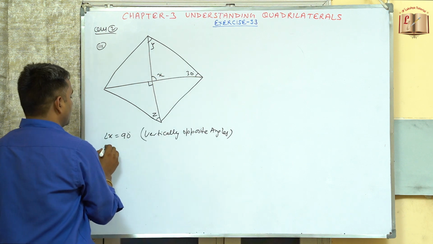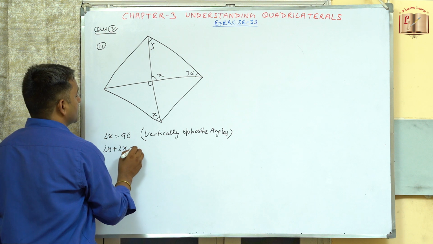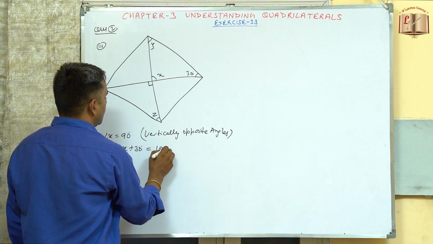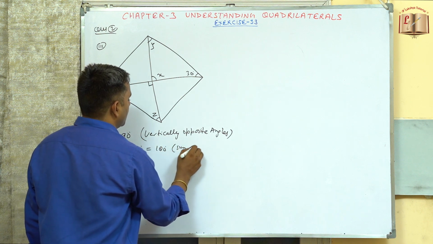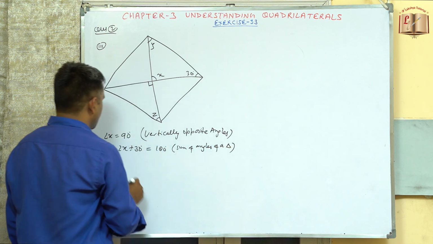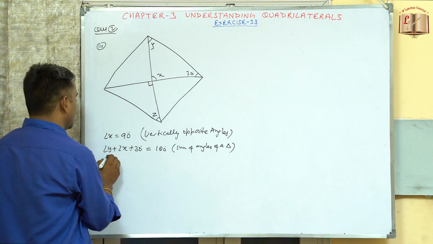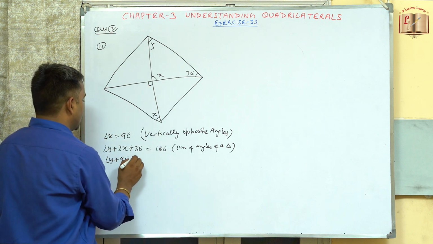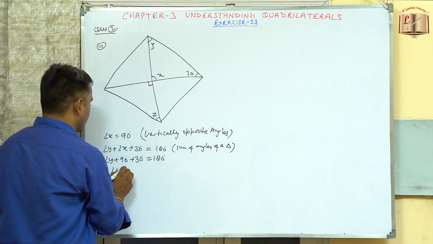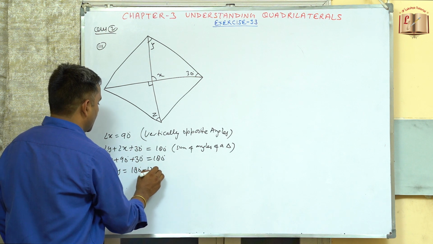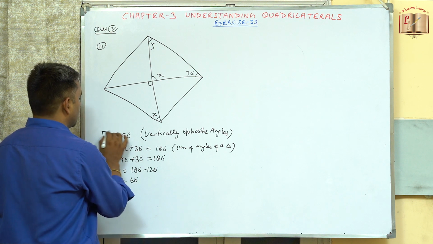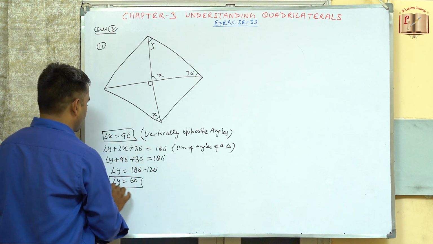Now in this triangle, angle y plus angle x plus 30 degree will be equal to 180 degree. This is the sum of angles of a triangle. So we got x as 90. So angle y plus 90 plus 30 will be equal to 180 degree. So angle y will be equal to 180 degree minus 120 degree. So angle y equals 60 degree. So we got angle x from here and angle y from here.